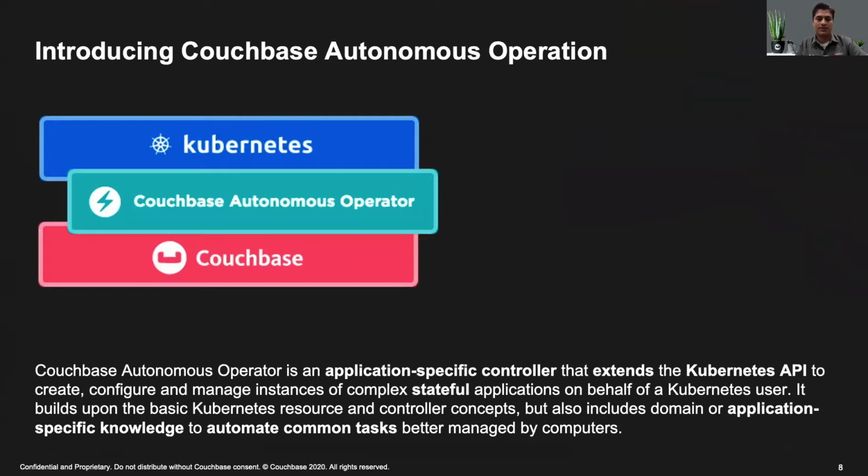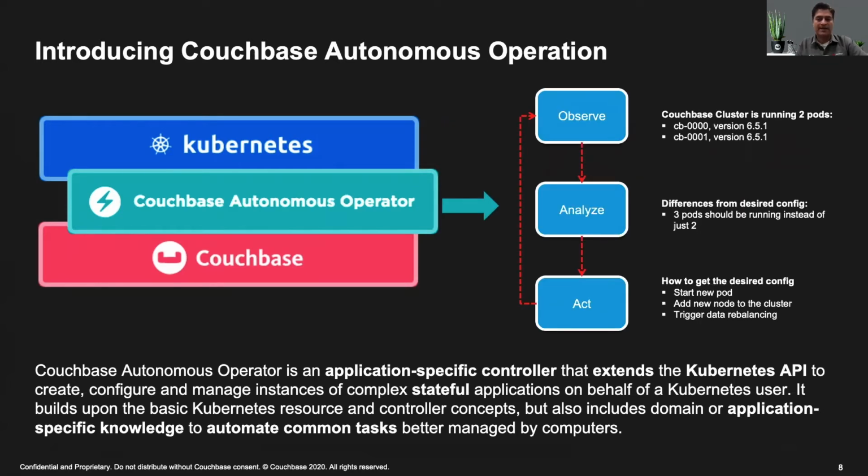In a nutshell, Couchbase Autonomous Operator is an application-specific controller that extends the Kubernetes API to do three important things. It enables the provisioning of the Couchbase cluster based on the desired dimensions specified in the YAML file. It configures the cluster by assigning the required amount of resources like CPU, RAM, storage, and others, and it monitors the state of the cluster.